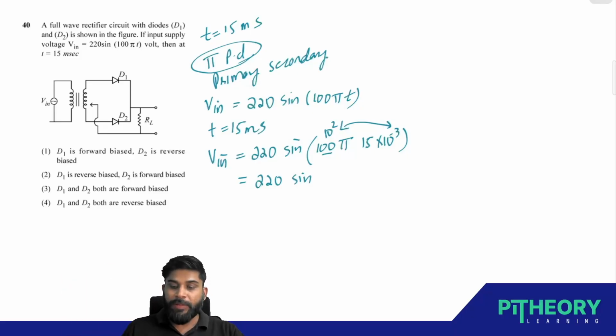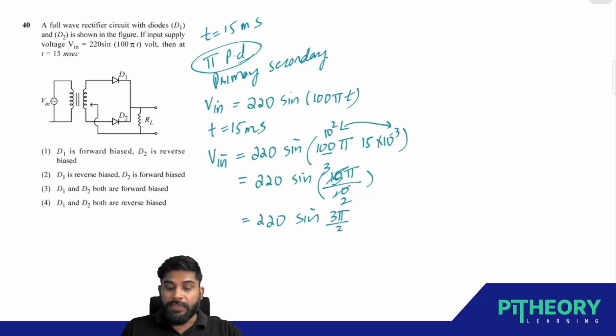That 10 to the power minus 1, you can bring to the denominator. Sorry, here it's 15, correct? You'll be getting 15 pi divided by 10, and if you simplify that, you'll be getting 3 pi by 2. So this is 220 sin 3 pi by 2, correct?